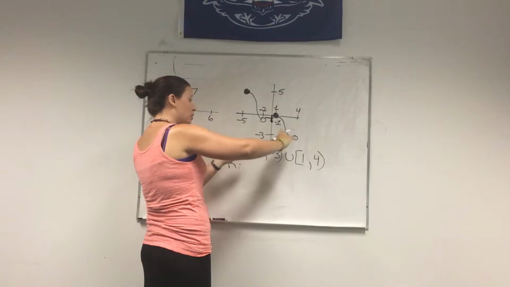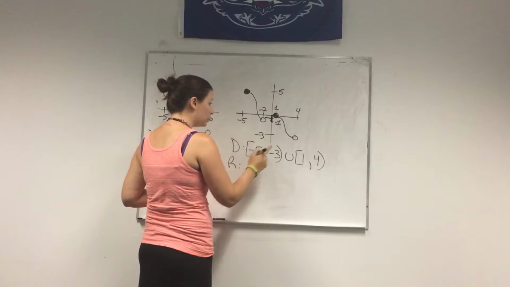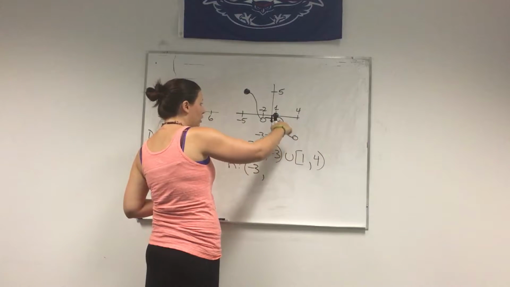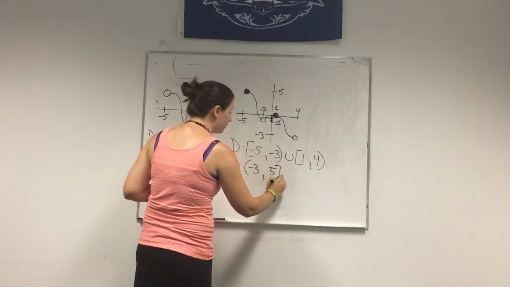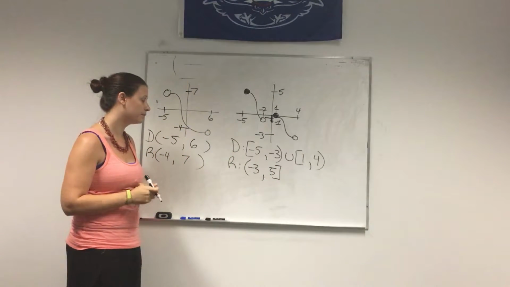So the bottommost place it goes to is at -3, with an open circle, so a parenthesis, and it goes all the way up to 5 with a filled circle. So that's how we would write that out for that domain.